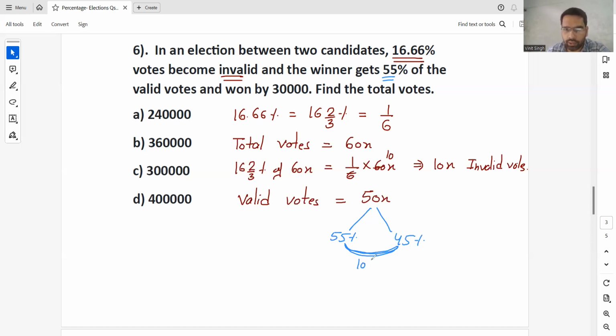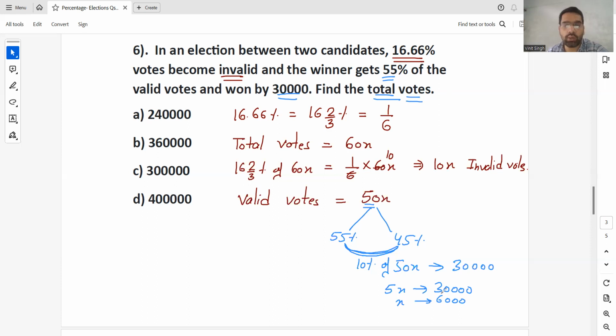10% of what? 10% of 50x, which is equal to how much? 30,000. So 5x, 10% of 50x, which is equal to 5x, equals 30,000. x is equal to 6,000 and we have to find the total votes.